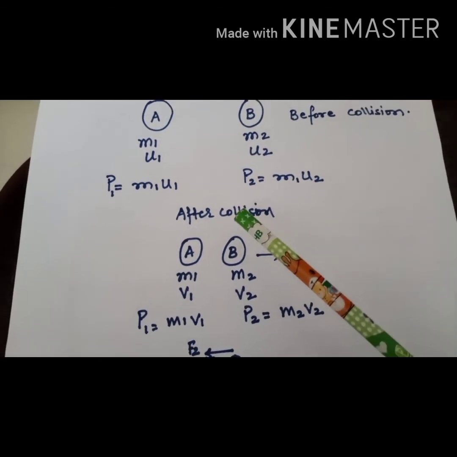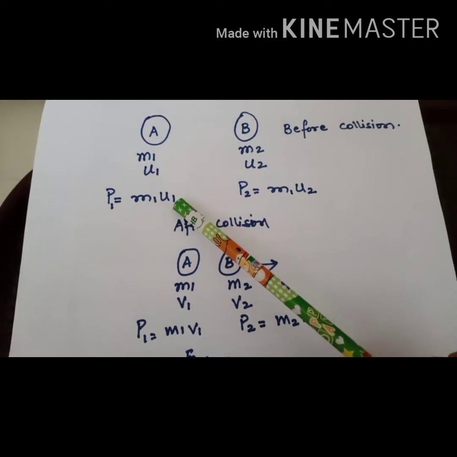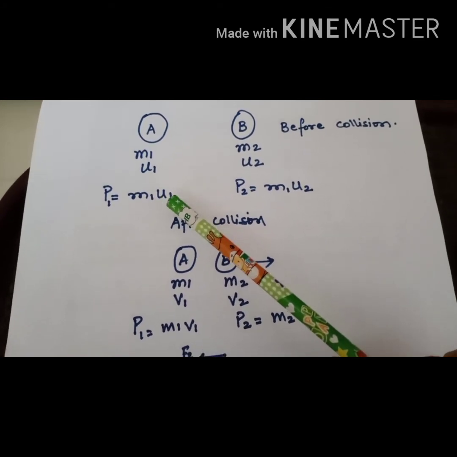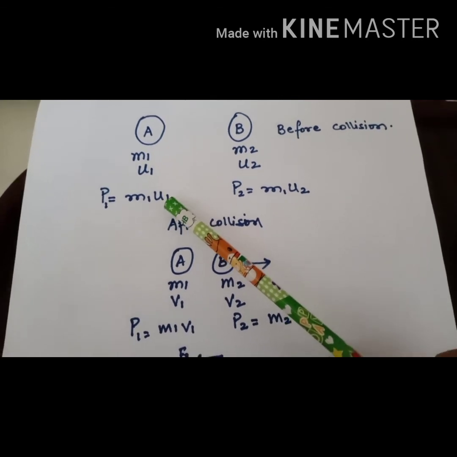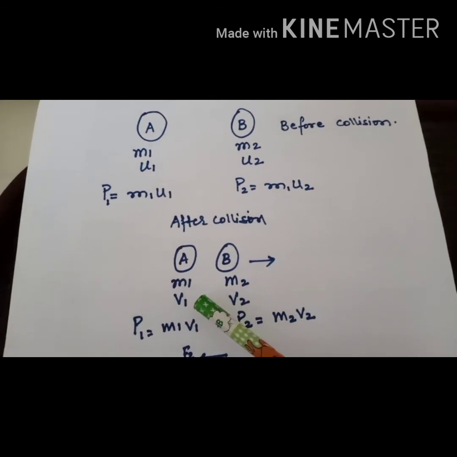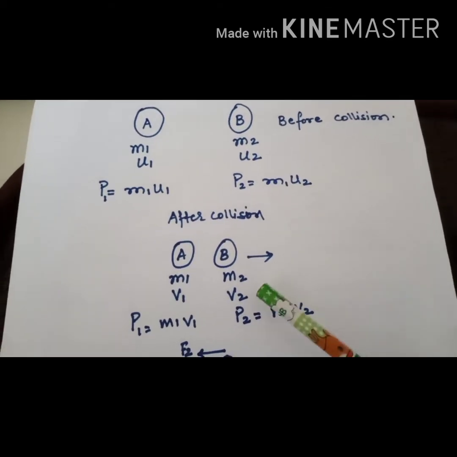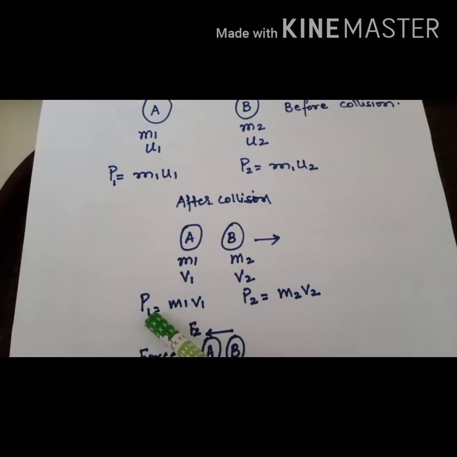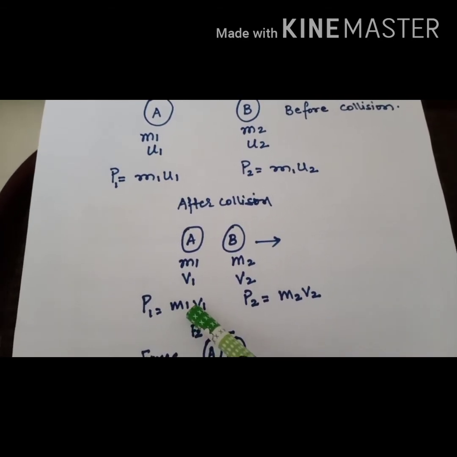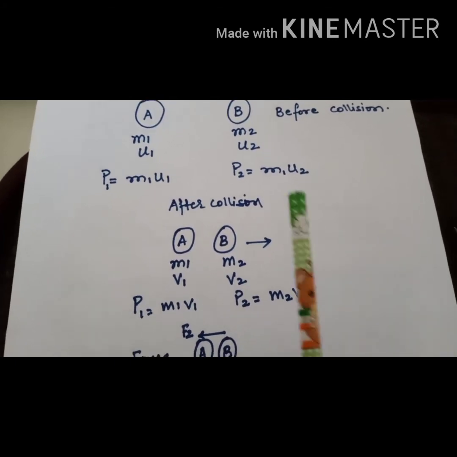Now after the collision, what will happen? The velocity with which they were moving will change. So from u1 it will change to v1. Similarly from u2 it will change to v2. Also their momentum will change, m1 v1 and m2 v2.